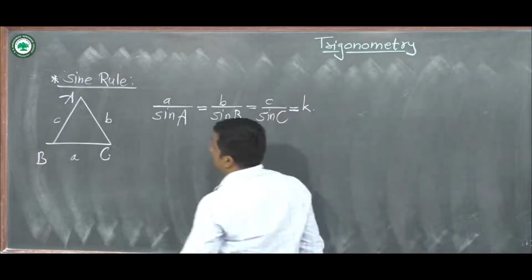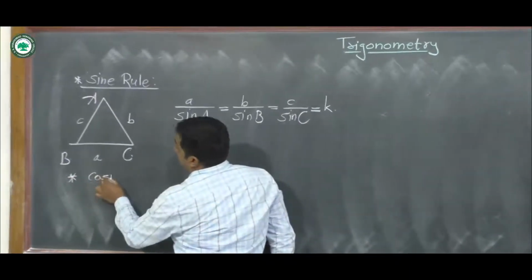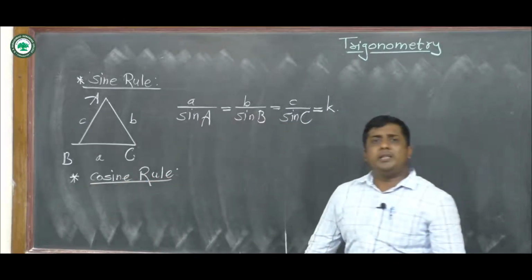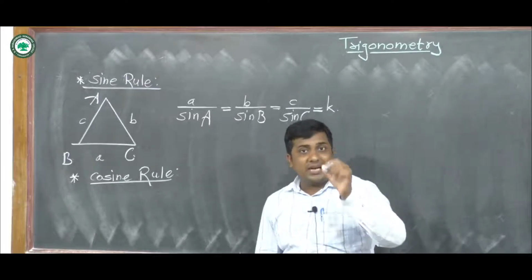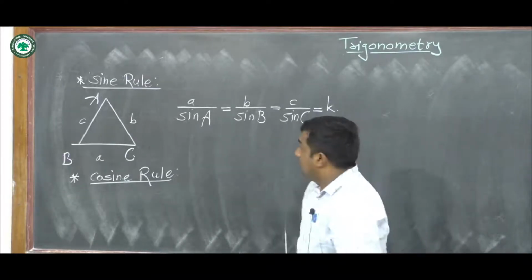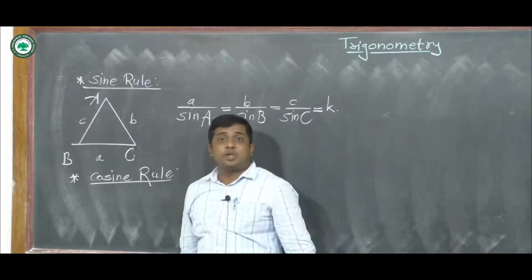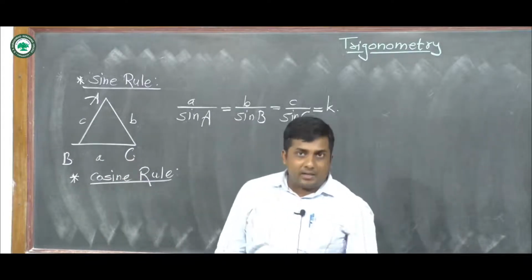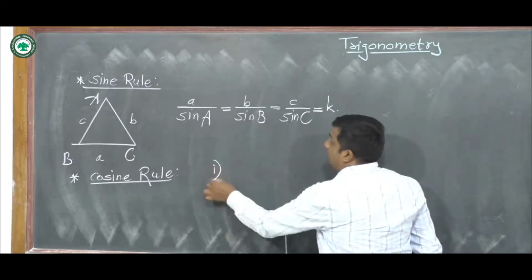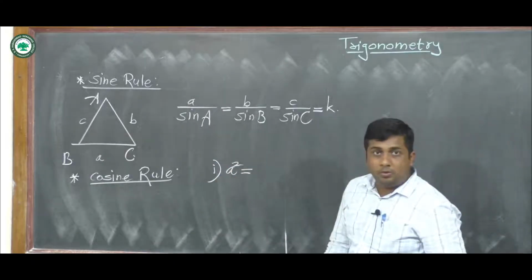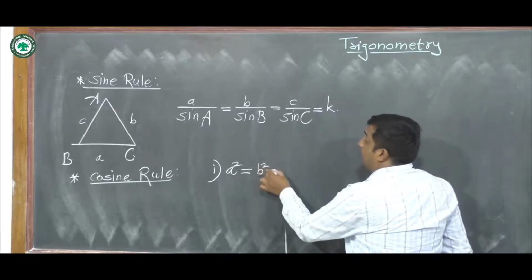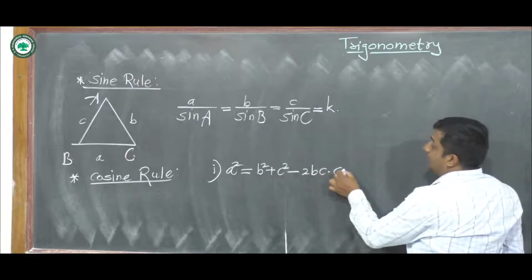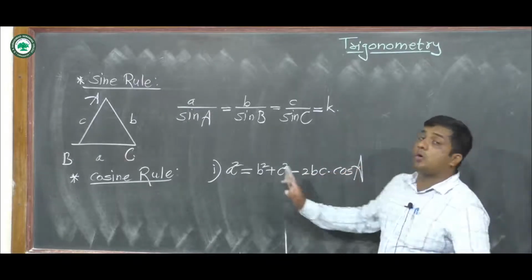Now we go with cosine rule. Again, here to define the cosine rule, we consider the angles and the sides of the triangle. Here again, if a, b, c are the sides of the triangle, then capital A, capital B, capital C are the angles of the triangle. Then here our first important relation, a square is equal to b square plus c square minus 2bc into cos A is for cosine rule.